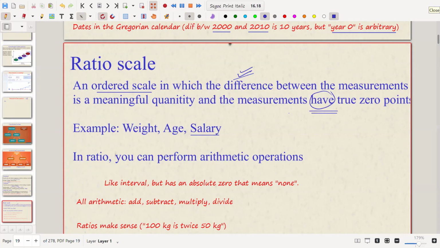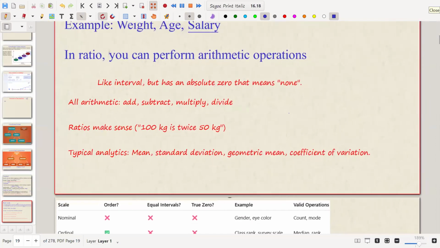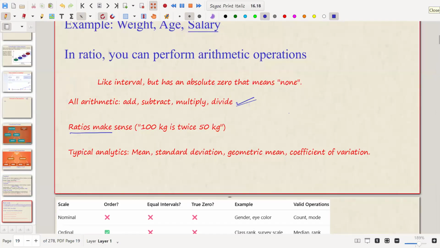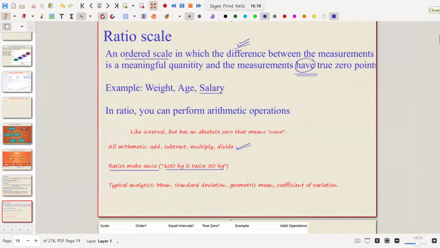Okay. In the ratio scale of data levels, you can perform all sorts of arithmetic operations, be it multiplication, addition, subtraction, or division. You can add the weights of two people, or subtract them to see which one weighs more than the other. You can divide the weights to see how many times heavier one person is than the other. Ratio makes sense because 100 kg is twice 50 kg. So you can do all kinds of data analytics in this.